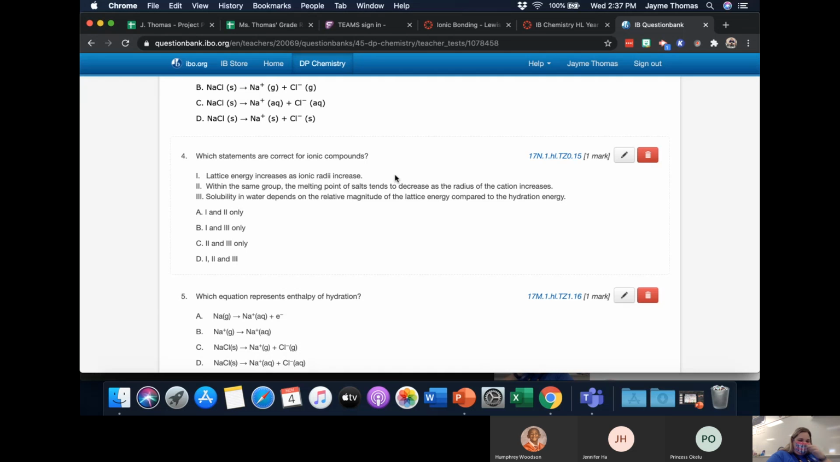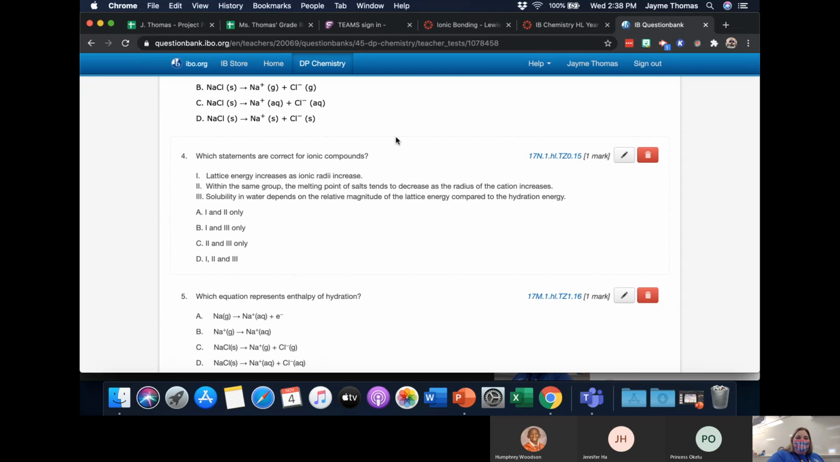If we double check, just to verify, number 2 says within the same group, the melting point of salts tends to decrease as the radius of the cation increases. That's true. I'm sorry, it's not metallic bonding, because it's the melting point of the salts, the ionic compound, not the metal. But the melting point is usually going to decrease as you get larger because those forces of attraction aren't as strong.